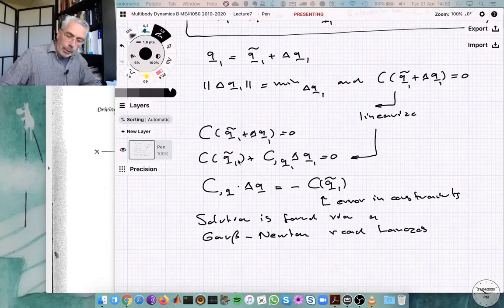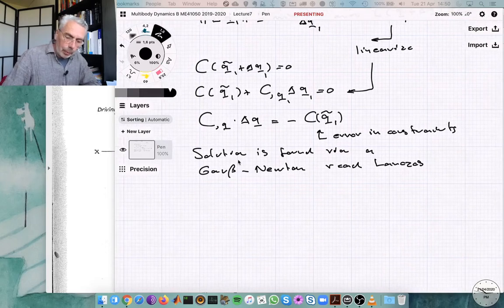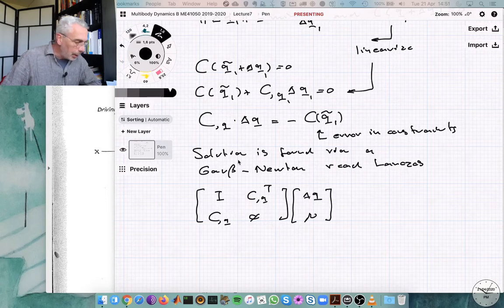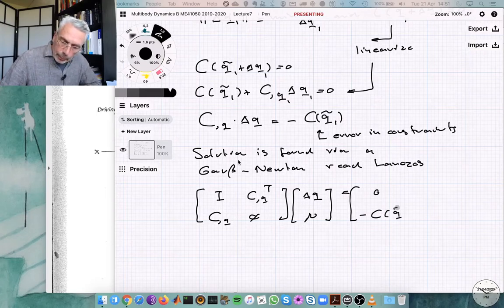Anyway, if you then look at what the equations we get for that are, well, we get, of course, identity, then we get C_Q transpose, we get C, the Jacobian, zeros. Then we get here our delta Q's. Then here we get multipliers, no surprise, because it's a constraint problem. And then here minus C of Q tilde.